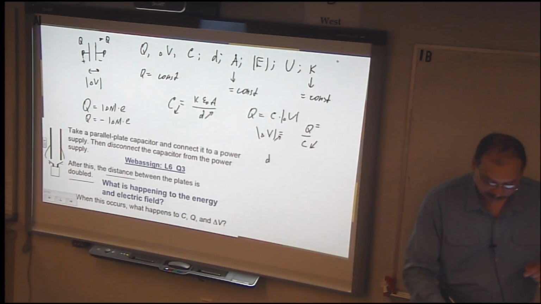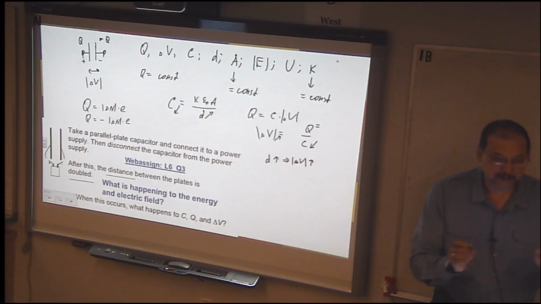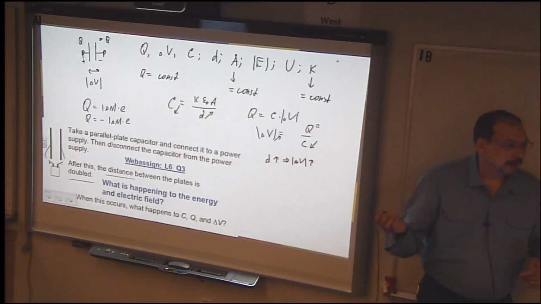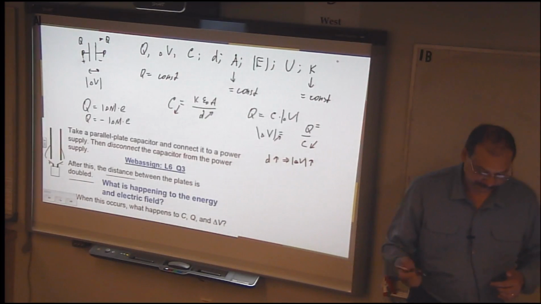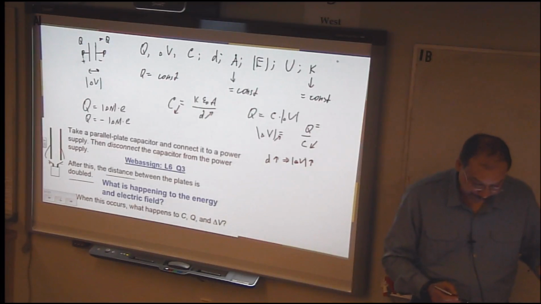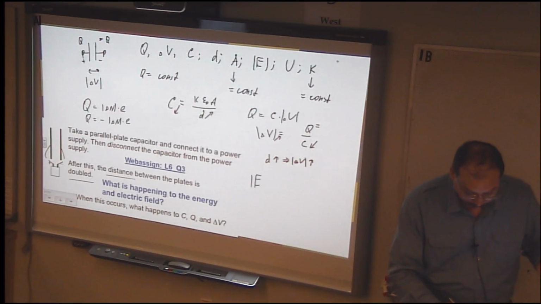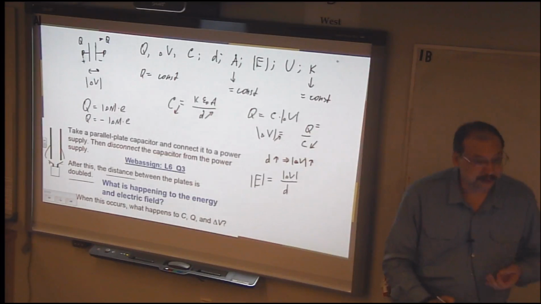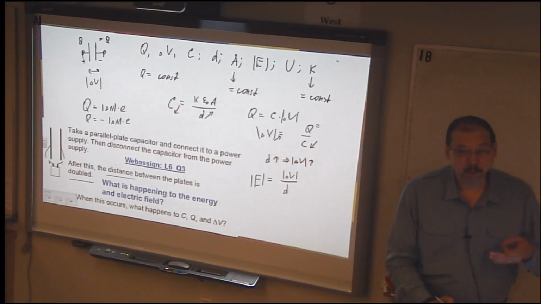So as we saw in this situation, when we moved plates apart, the voltage was getting larger and vice versa. What about electric field? Well, that's one equation we could use, but would we? In this equation, both variables change. So it is not a convenient equation to use.